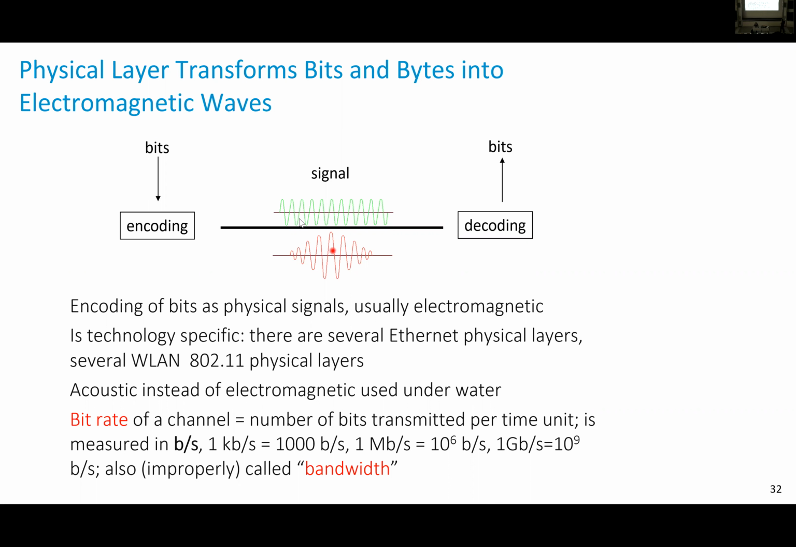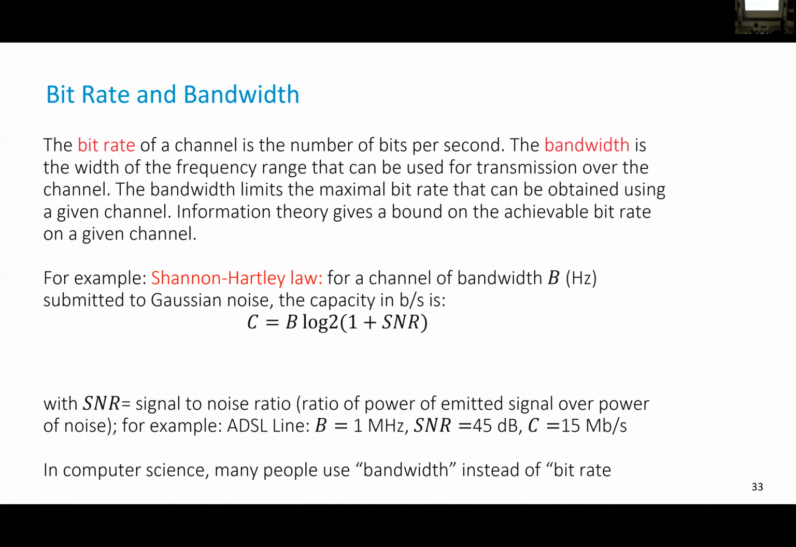The physical layer translates bits or blocks of a few bits into waves that are practically always electromagnetic waves. And the first element of the physical layer that's of interest to us is, whenever there is a physical channel between two devices, we're interested in the bit rate, which is the number of bits transmitted per time unit. That's in kilobits per second, gigabits per second, etc.